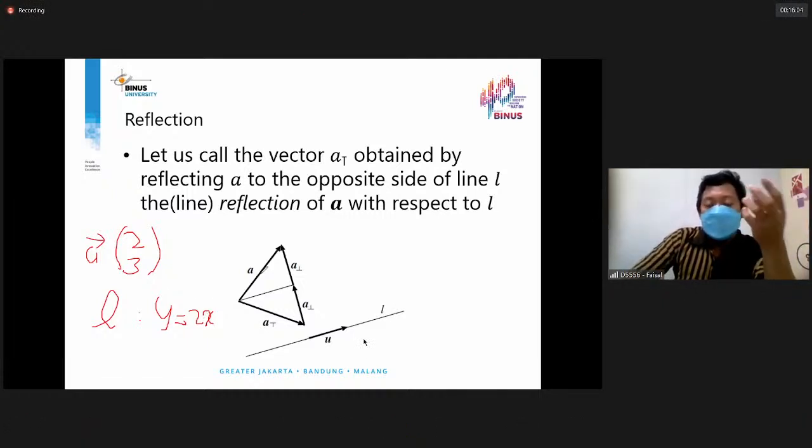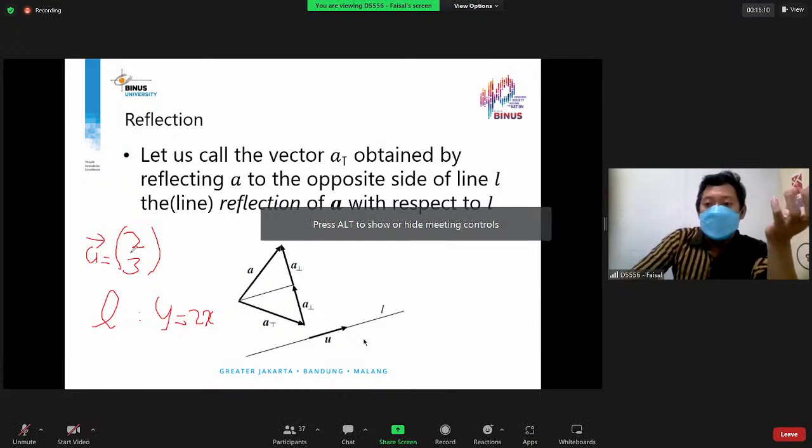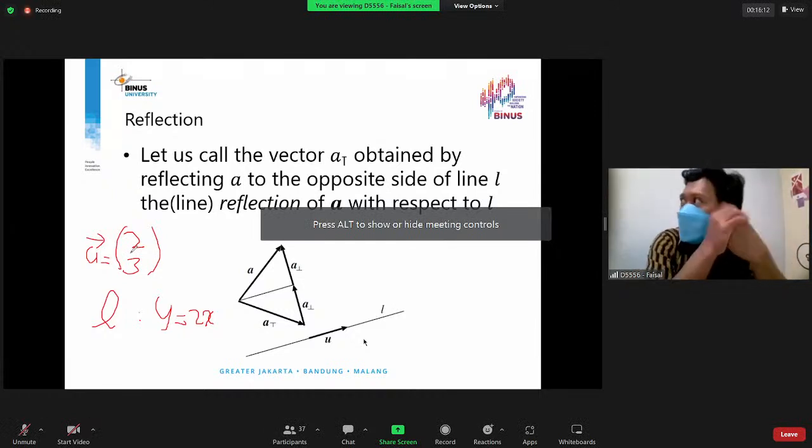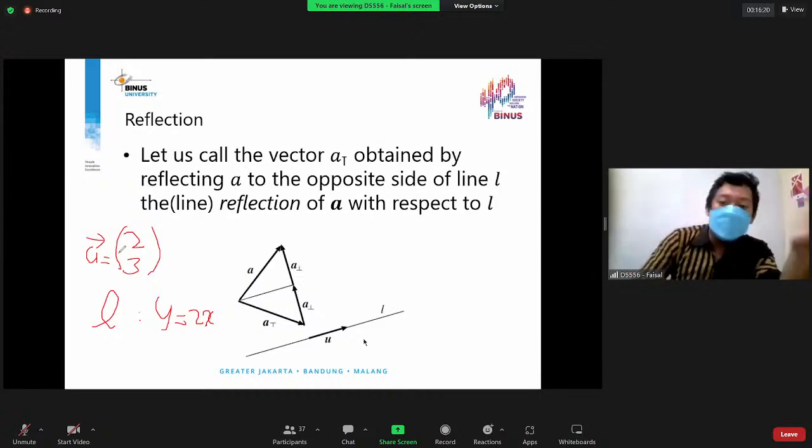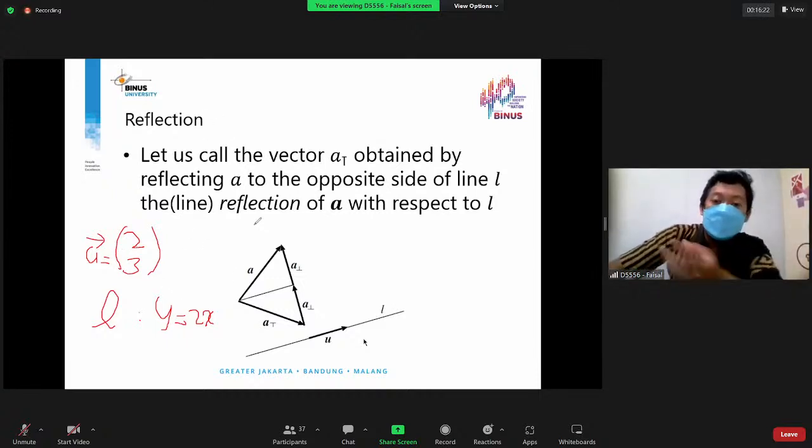and we reject the vector A using this line, and we reflect the vector A using this line. How do we find the mapping of A using projection, using rejection, and what is the result of these 3 transformations? If we project A onto L, what is the vector?